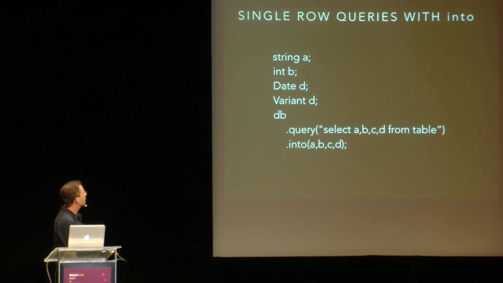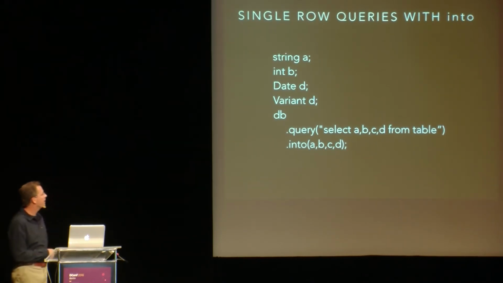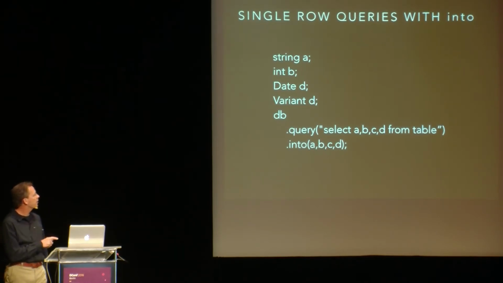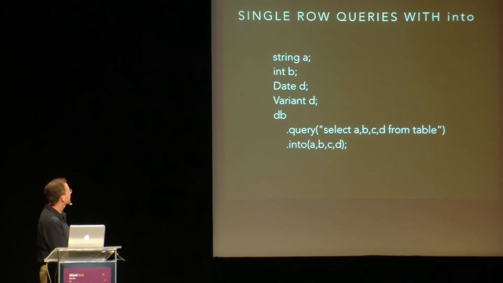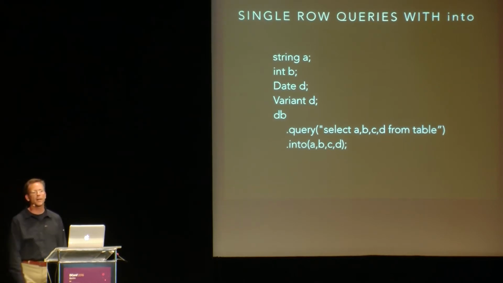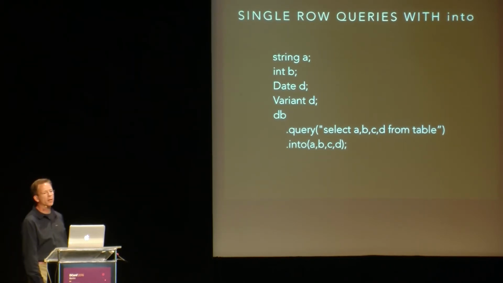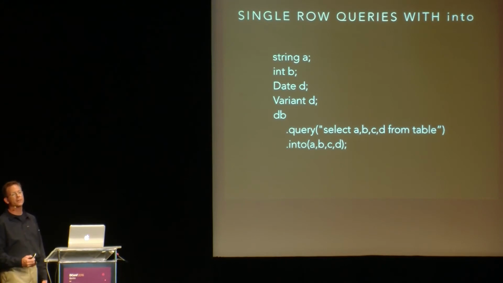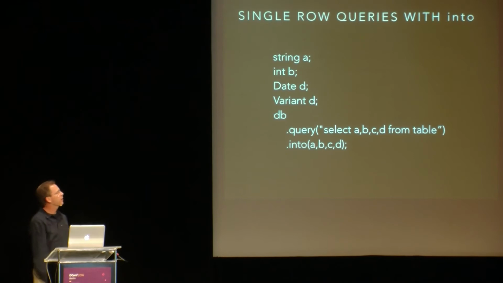function. So if you know you're expecting a single result back, you do the query, and you say into, and this is a variadic argument that takes these variables by reference and sets them in the order of the columns that appear in the query. So it's a much more compact form for a particular use case of query that is common. And it appropriately binds into these types.